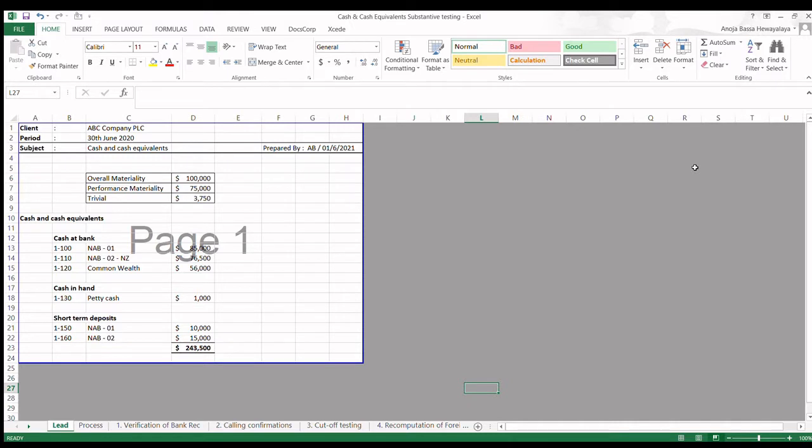This is my working paper on cash and cash equivalents. I have created this scenario where this ABC company has three bank accounts, a petty cash vault and two short-term deposits. We'll see what audit procedures we can do. I have just mentioned the materiality levels for this company, but I'm not going to take the materiality level seriously because, as you know, the inherent risk of cash and cash equivalents is high. I am going to do a full population test for the cash and cash equivalents.